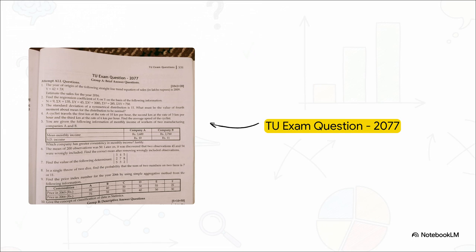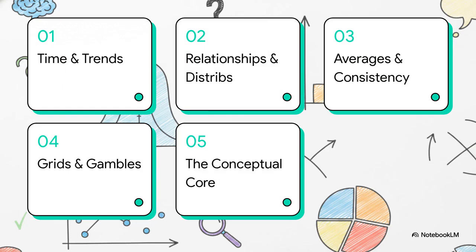problems truly are. Instead of just running through a random numerical list, we've organized these 10 questions into our exam roadmap, broken down into 5 distinct sections of the statistician's toolkit. We'll hit time and trends, relationships and distributions, averages and consistency, grids and gambles, and then finally, the conceptual core.